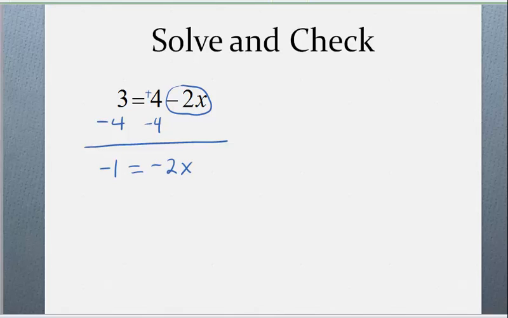Now, once I have one term on each side, I look and I say, okay, I want to isolate the x, so I need to take that negative 2. What I really want is a 1x, because that's the same thing as x. So to turn a negative 2x into a 1x, I need to divide by negative 2, because negative 2 divided by negative 2 is positive 1.